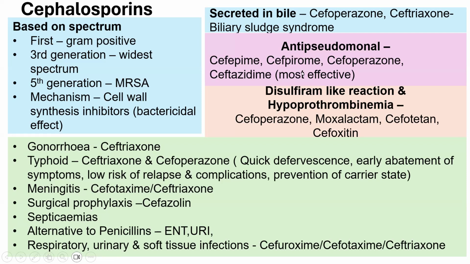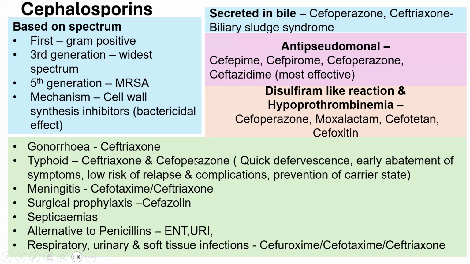Actually, these are all important from the MCQ point of view. It is very important. Okay, cefoperazone, moxalactam, and cefotetan and cefoxitin. So these are the cephalosporins which cause disulfiram-like reaction. And coming to overall uses, ceftriaxone is the drug of choice in gonorrhea. And in typhoid fever, third generation cephalosporins are used.